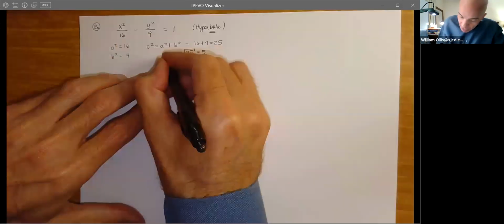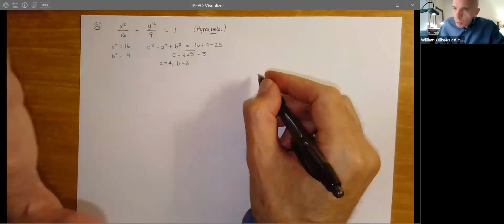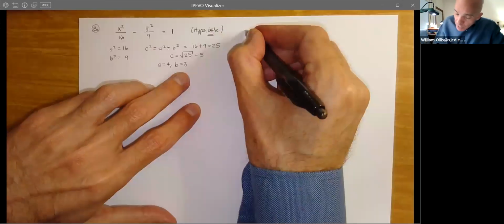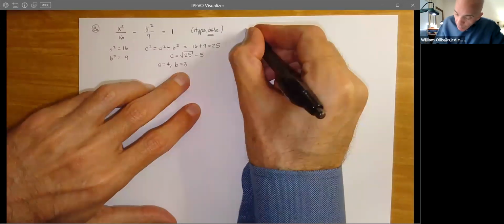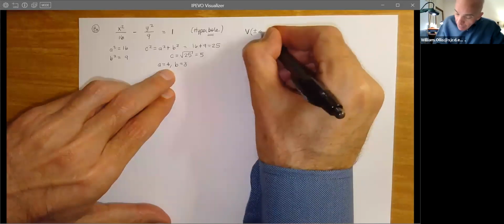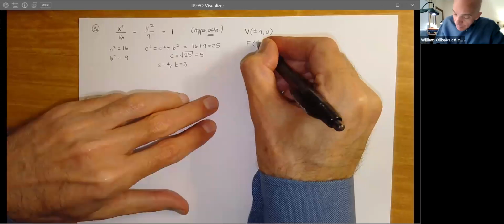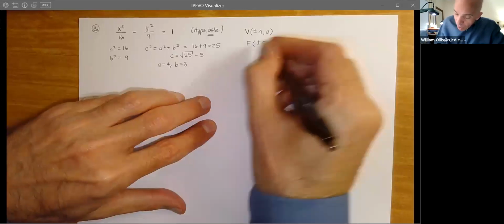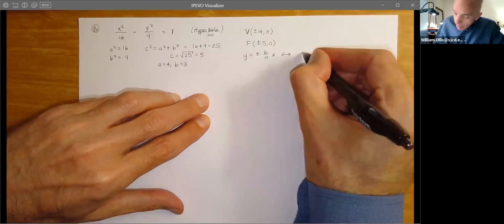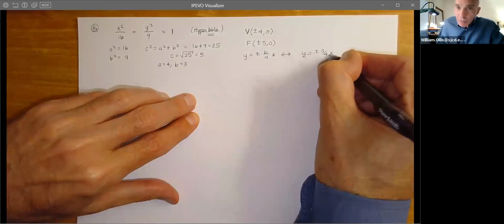Now, of course, we have a equals 4 and b equals 3. Most of the time we get square roots because we don't have perfect squares. This will give us vertices, and I'll do the shorthand now and separate them when we plot them. In this case, plus or minus 4, comma 0. The foci will be plus or minus 5, comma 0. And now we have y equals plus or minus b over a times x. So for the asymptotes, we have b over a, plus or minus 3/4 x.